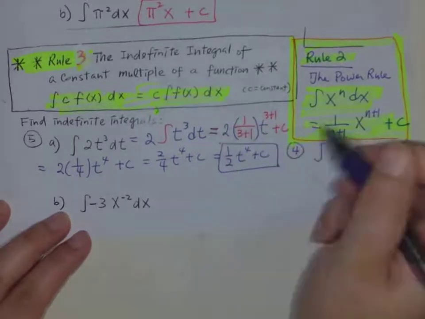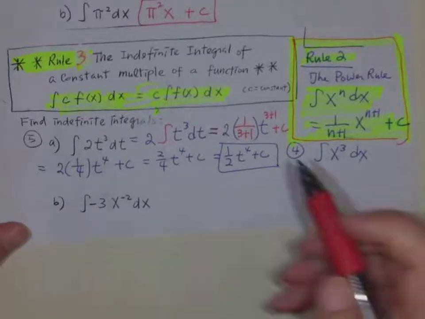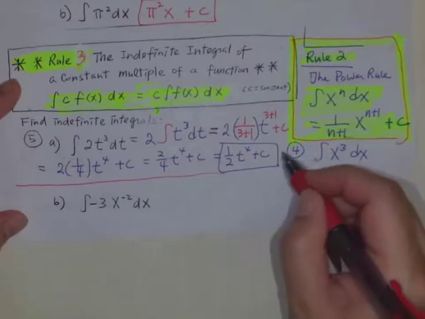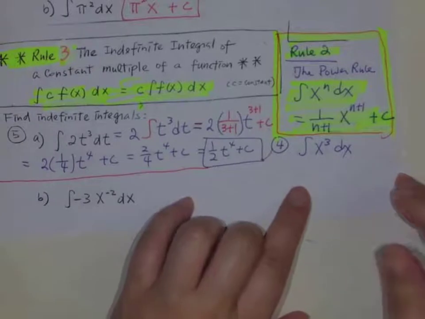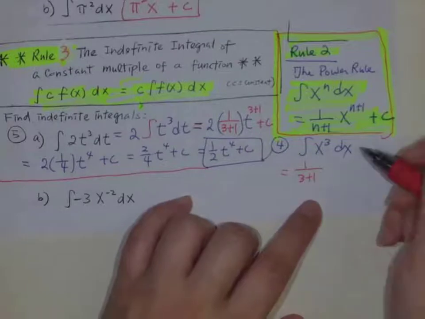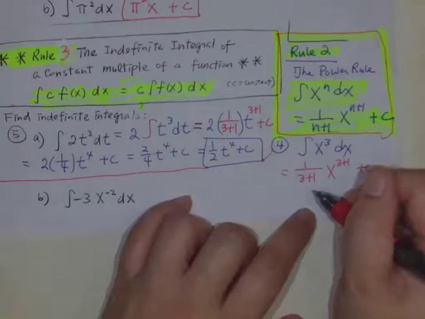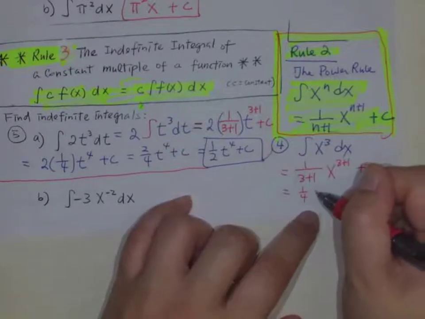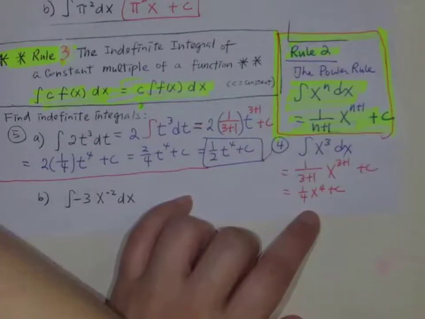Is that okay? Okay. So that's the top one, 5a. Let's do number 4. So we have a power rule here, so I really should do this first. So that would be 1 over 3 plus 1, right? And then you have x, 3 plus 1, don't forget to add a c. So that would give me 1/4 x to the 4 plus c. So that would be number 4.